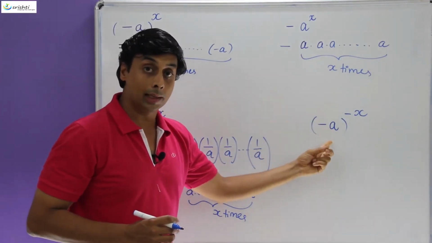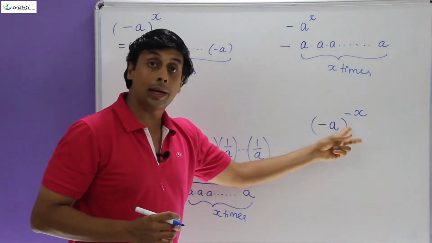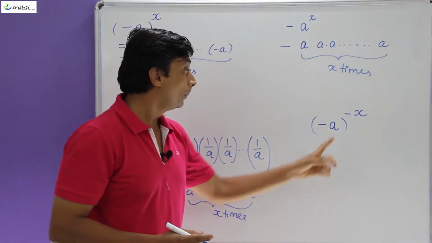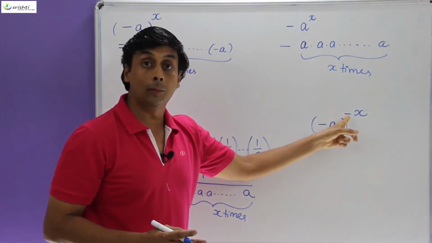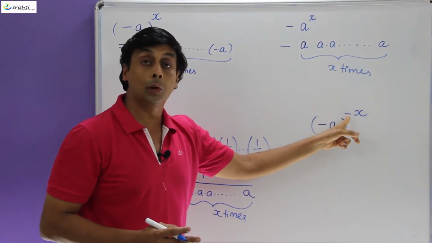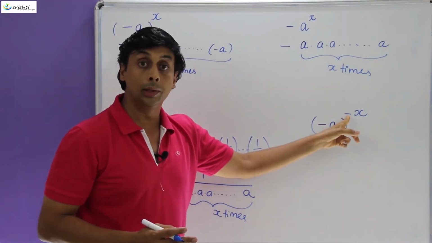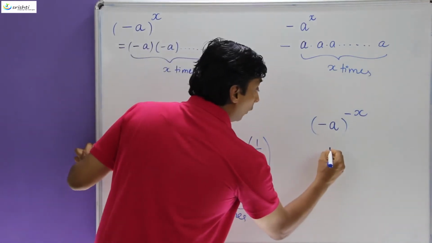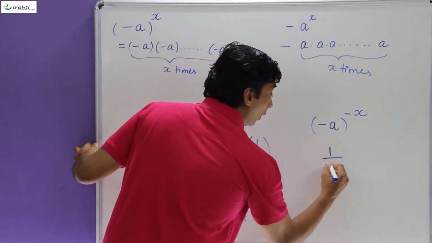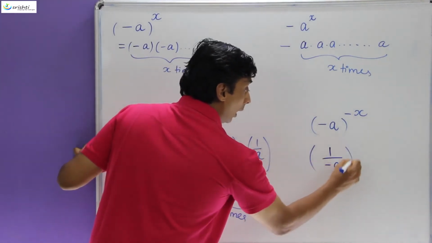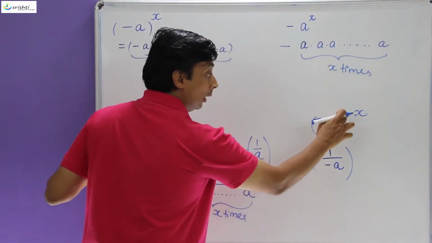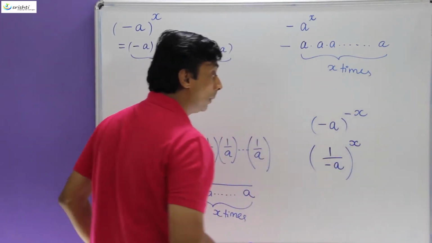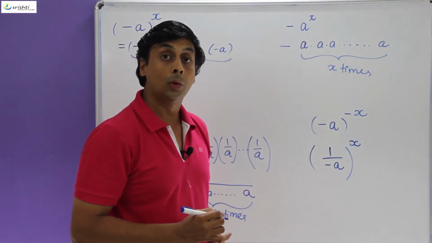The base also has a negative sign and the power also has a negative sign. So how should we deal with this? What we should be doing here is first take care of the negative part of the exponent. Since the exponent has a minus sign, what we will do is we will first find the reciprocal of the base. So the reciprocal of the base is going to be 1 over minus a, and now that you have taken the reciprocal over here, the negative part of the exponent or the power simply goes away. So this becomes 1 by minus a the whole raised to x.